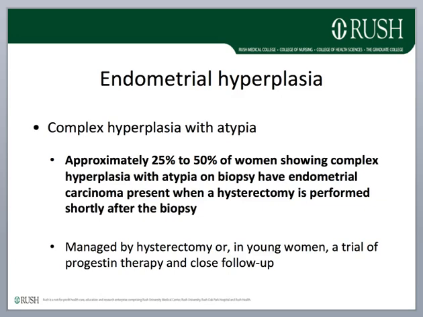The most significant association with endometrial carcinoma is with complex hyperplasia with atypia. Depending upon the studies, approximately 25% to 50% of women showing complex hyperplasia with atypia on biopsy have endometrial carcinoma synchronously present when hysterectomy is performed shortly after biopsy. Thus, this lesion is managed by hysterectomy, or in young women, a trial of progestin therapy in close clinical follow-up.